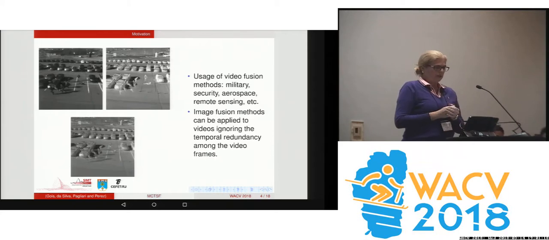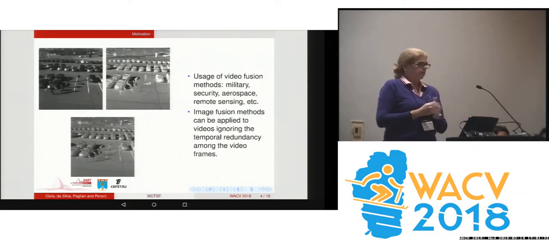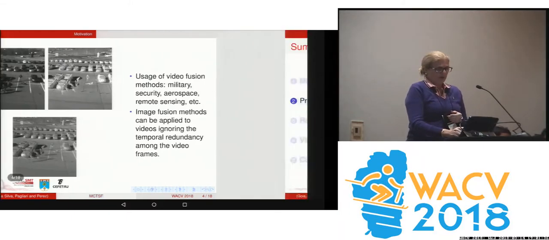On the top left side, we see the visible light video, just a frame, and on the right-hand side, we see the infrared, and there is a guy in the shade of the core. He's sitting down, that you don't see on the left top side. In the bottom, you see both information.